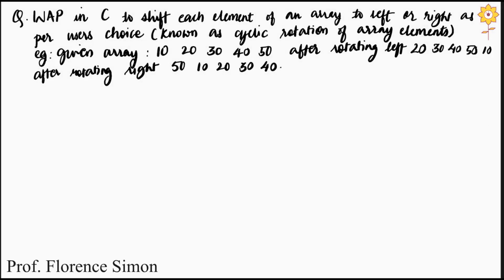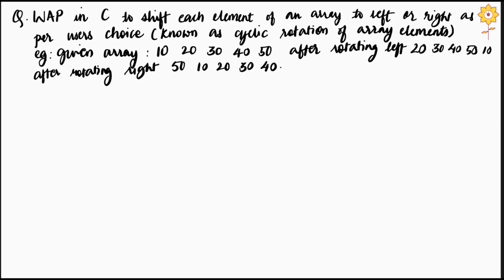In this video, we are going to write a program in C to shift each element of an array to left or right as per the user's choice, which is also known as cyclic rotation of array elements. For example, if the given array is 10, 20, 30, 40 and 50, after rotating left, it should look like 20, 30, 40, 50, 10. And after rotating right, it should look like 50, 10, 20, 30, 40.